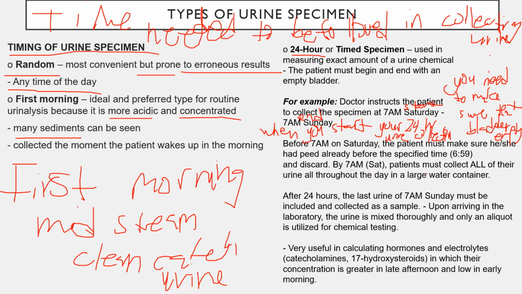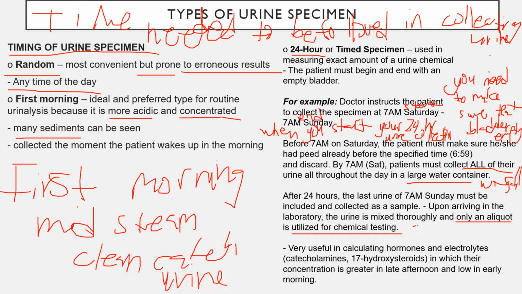Now, by 7 a.m. Saturday, patients must collect all of their urine all throughout the day in a large water container. Usually, class, the container used here is a 5-gallon container. After 24 hours, the last urine of 7 a.m. Sunday must be included and collected as a sample. So, after 24 hours, once you wake up the next day, you need to also collect the sample. Do not discard. Then bring it into the laboratory, and the urine must be mixed thoroughly, and only an aliquot is utilized for chemical testing.